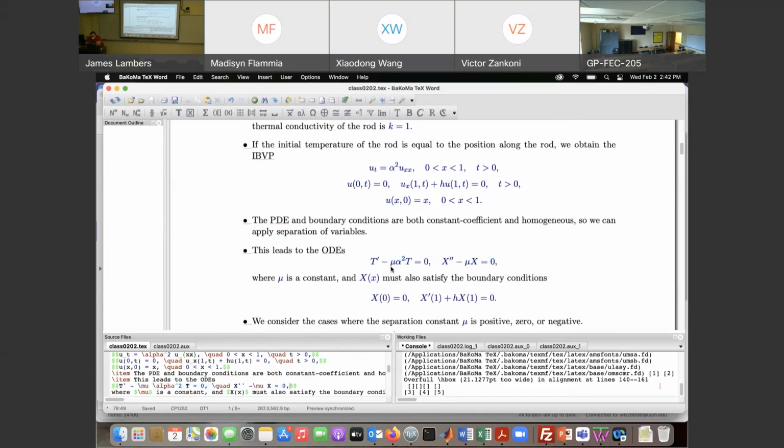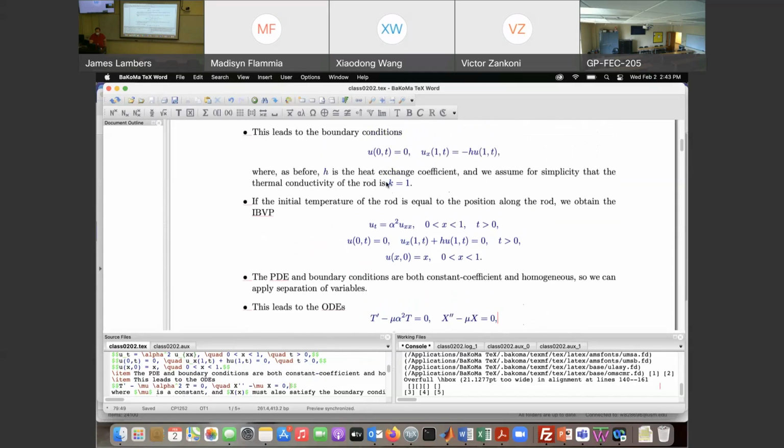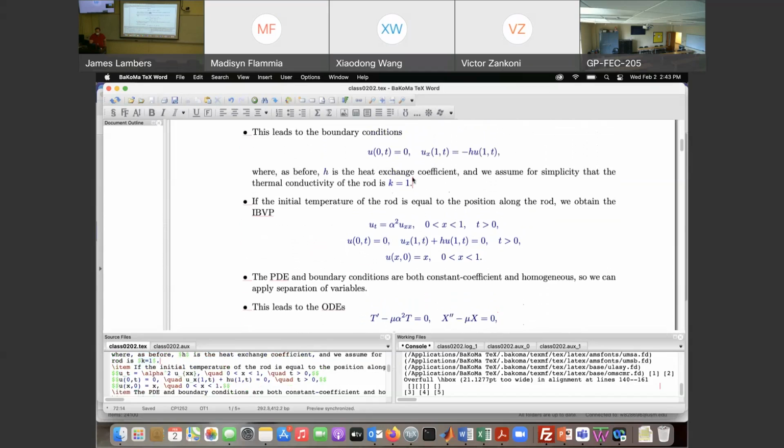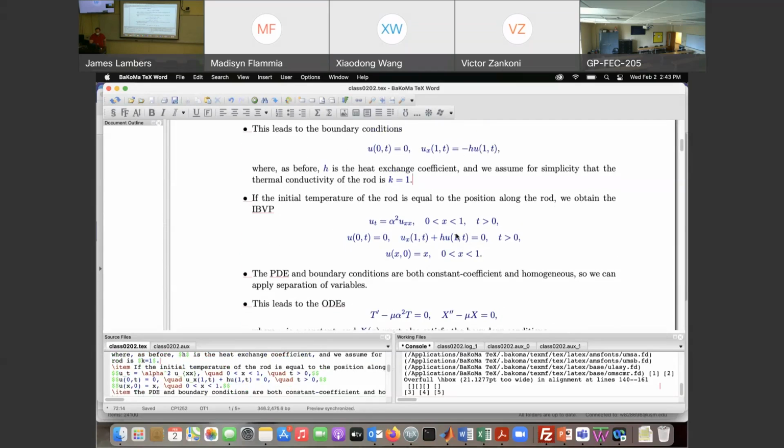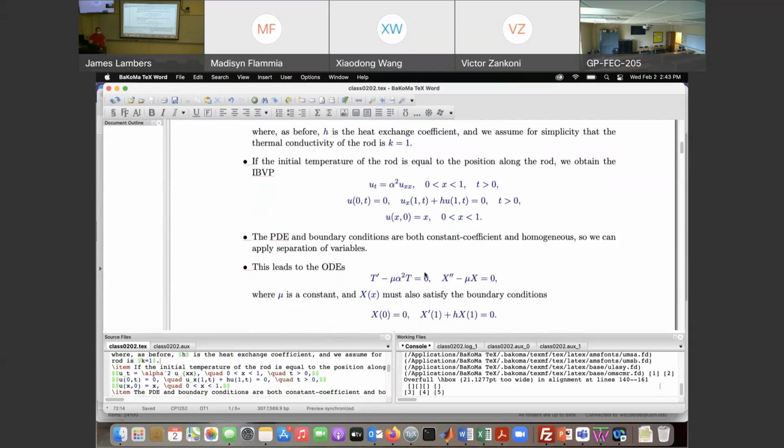Now, here I have a different letter for the separation constant. Before I've used the letter K here. I'm using a different letter here because K is mentioned up here, K equals 1 for the boundary condition on the right. So I have to use a different letter. That's one thing to be careful about.